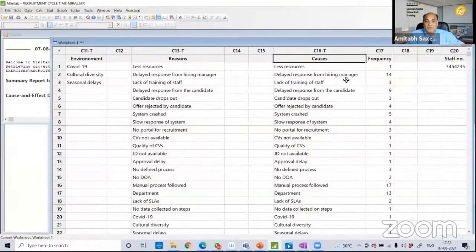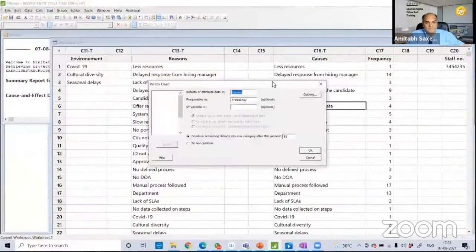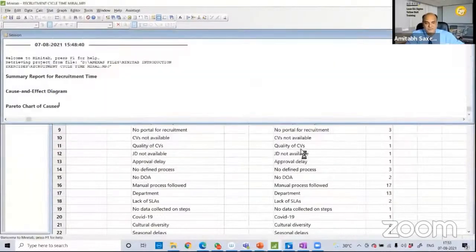How many times less resources occurred? 1 time. Delayed response from hiring manager, 14 times. Let me do a Pareto quickly. 80-20 rule.